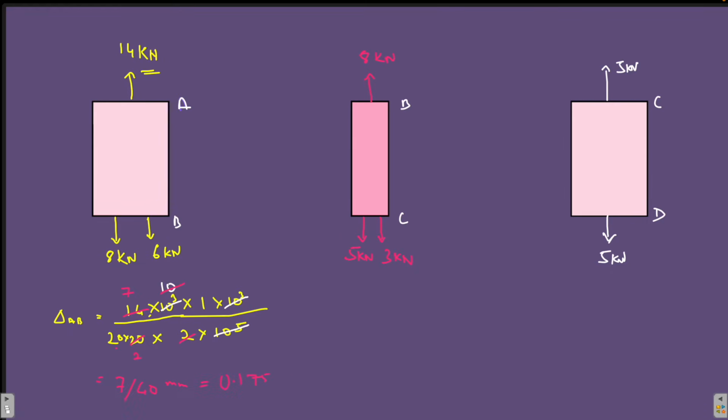0.175. Now let's calculate the same thing for the second bar. So the change in the length of bar BC will be how much? PL by AE again. What is P? P is 8 kilonewton. We have converted it into newtons, so 8 into 10 to the power 3. PL is 1 meter, which is 1 into 10 to the power 3, sorry, this is in millimeters.